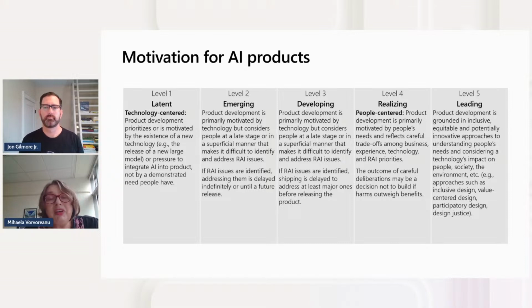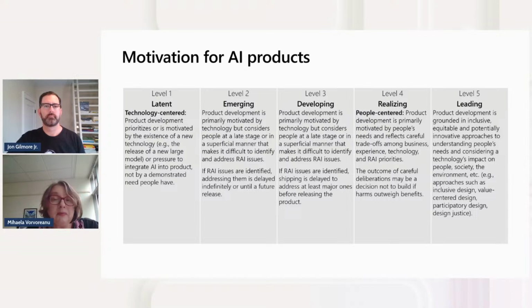The motivation behind developing an AI product is perhaps the existence of a new technology, such as a large model. As we advance in maturity, we see that the motivation is people centered. We develop a technology because we are solving a need, an established and documented need that people have. And as we advance in maturity, we take a very inclusive and collaborative approach to deciding what those needs are and what needs to be built.